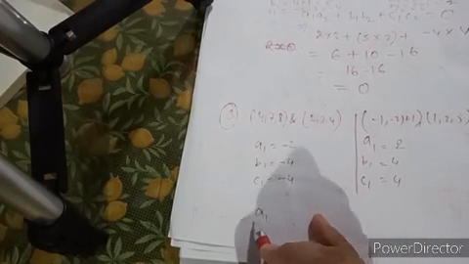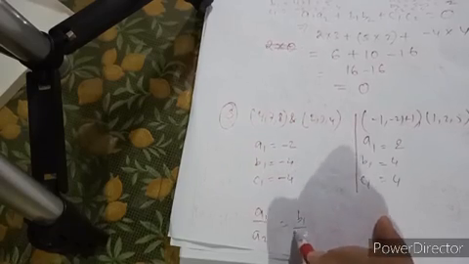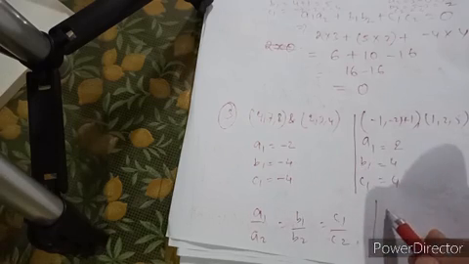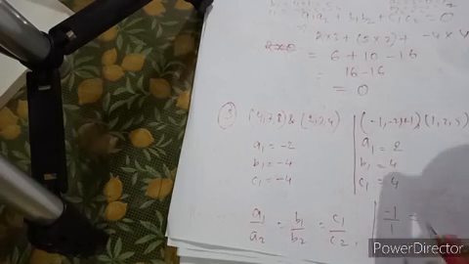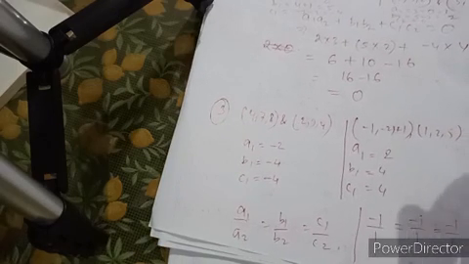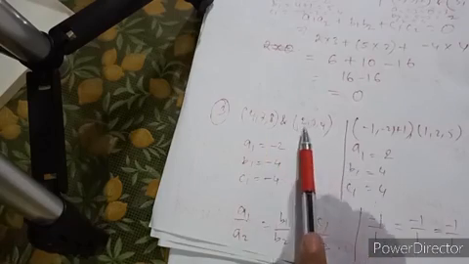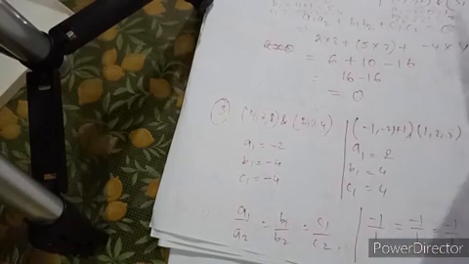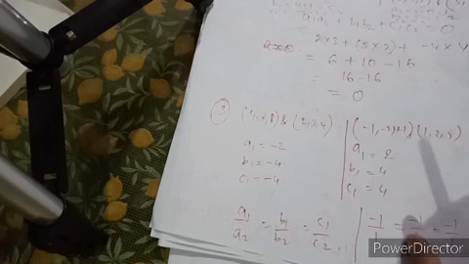That means A1 by A2 equal to B1 by B2 equal to C1 by C2. If they satisfy, the ratios are the same, then we can conclude that the lines are parallel. So A1 by A2 will be minus 1 by 1, B1 by B2 will also come as minus 1 by 1 and C1 by C2 is also coming minus 1 by 1. That means we can conclude that the lines passing through these points are parallel.